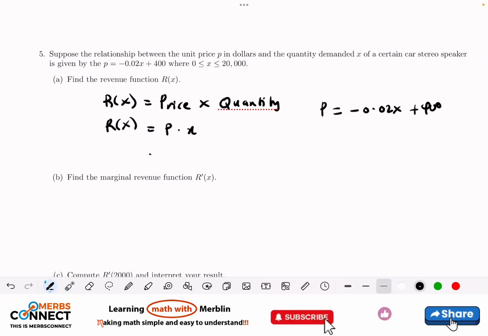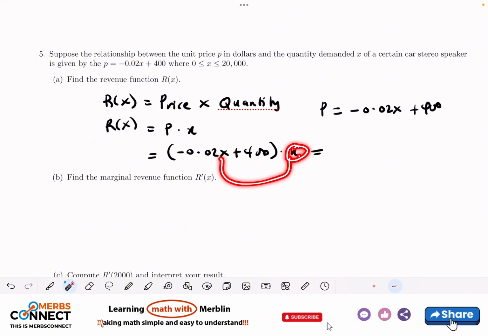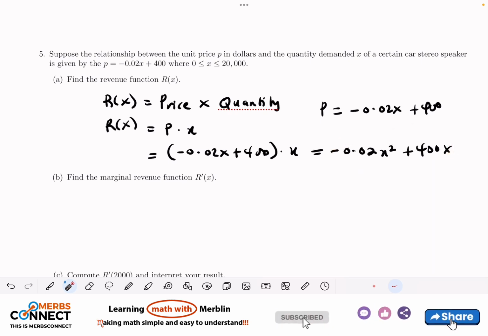So we are going to have minus 0.02x plus 400 times x. And when I simplify, x will multiply this, x will multiply this. So I'm going to have minus 0.02x squared plus 400x. So that will be the revenue function. The reason why we are calling it a revenue function is that the function is in terms of x. We are not getting a value, right?